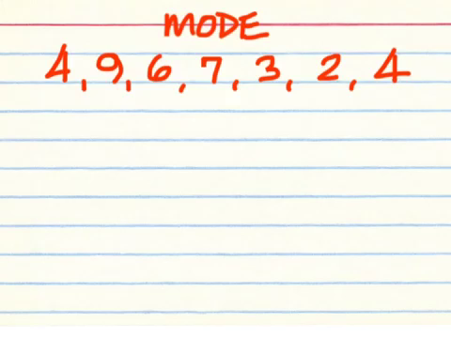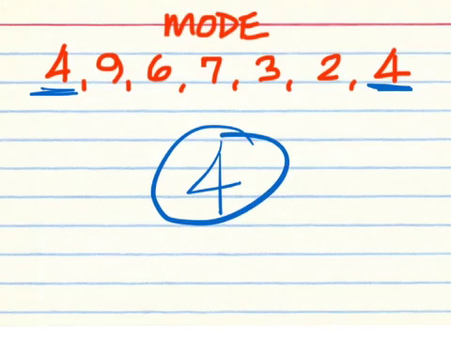To find the mode, it's simply the number that shows up the most number of times. So in this list here, you have a 4 that shows up twice. All of the other numbers show up once. Therefore, the mode for this list of numbers would be 4.